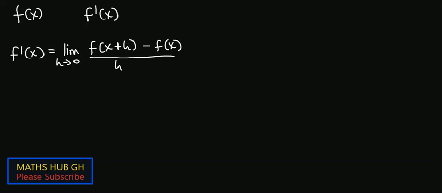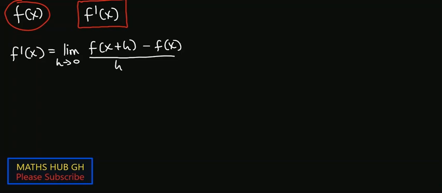So if you have a function f of x and you are asked to find its derivative, which will be given as f prime of x, the derivative is represented with f prime of x. That will be equal to the limit as h approaches 0 of f of x plus h minus f of x divided by h. So that's the definition of the derivative. We are going to use this definition to find the derivative of some functions. Let's look at the first one.